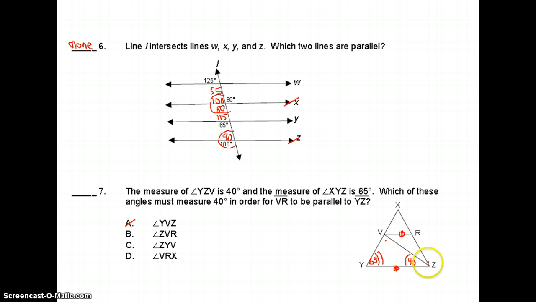ZVR, this angle right here. If that's 40, well, you see right here, those are alternate interior angles, so that does need to be 40. So our answer would be B.